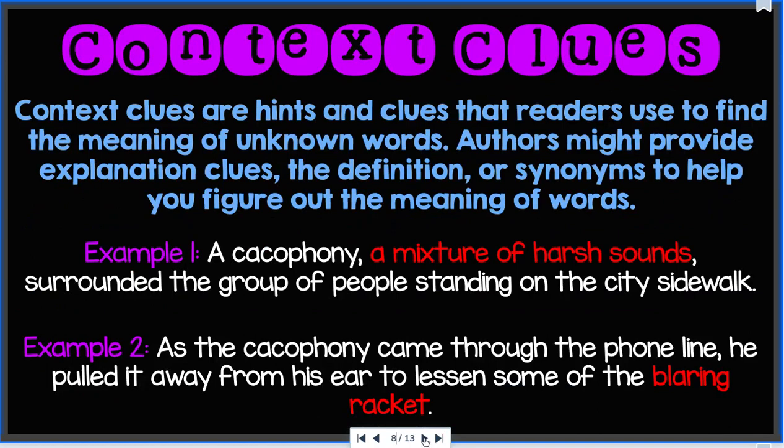Context clues. Context clues are hints and clues that readers use to find the meaning of unknown words. Authors might provide explanation clues, the definition, or synonyms to help you figure out the meaning of words. Example 1. A cacophony, a mixture of harsh sounds, surrounded the group of people standing on the city sidewalk.